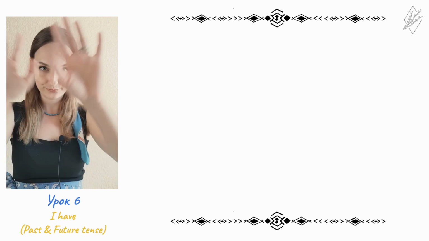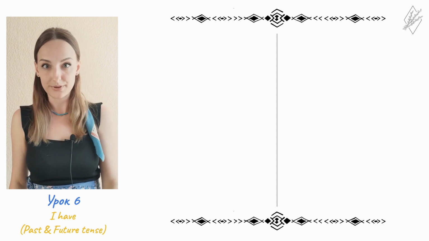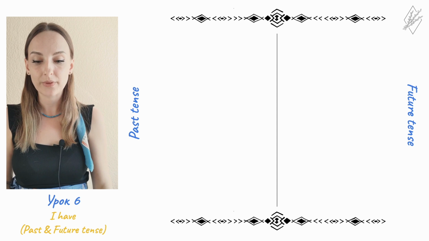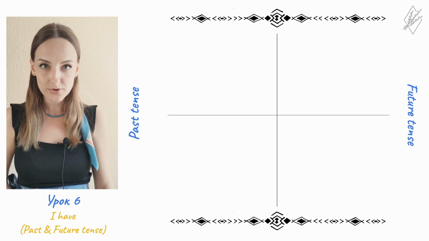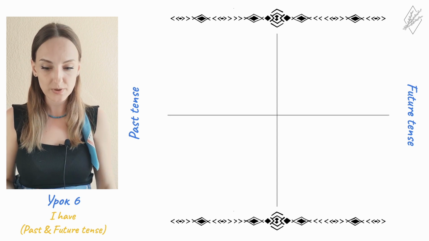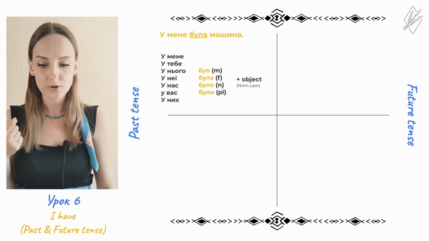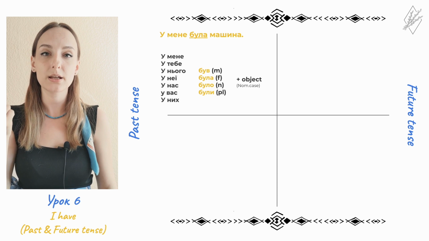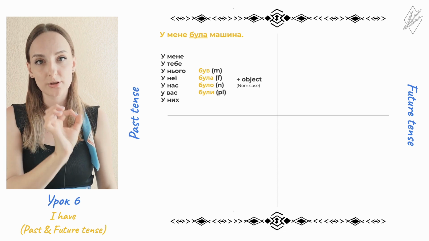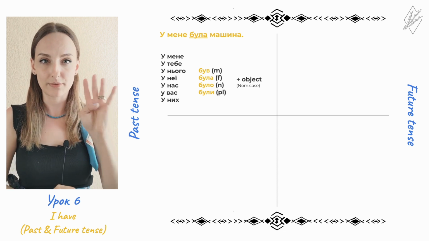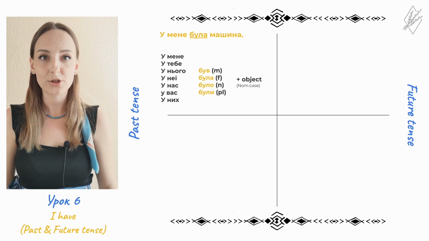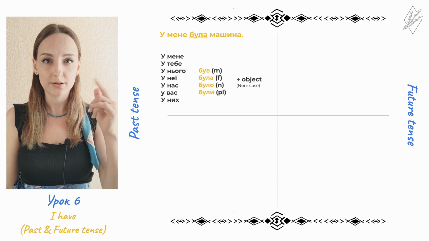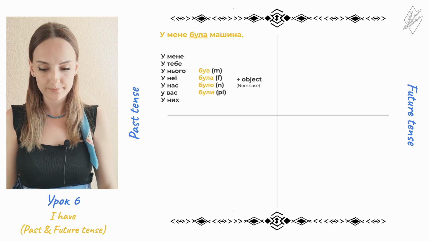Okay, so now to sum it up a little bit. We have past tense and future tense. And two forms in each tense. Let's begin with past tense. So, to say I had something, you need to use у мене plus the verb to be in past tense. We have four forms: masculine, feminine, neuter, and plural. Був, була, було, були. And its form depends on the object.